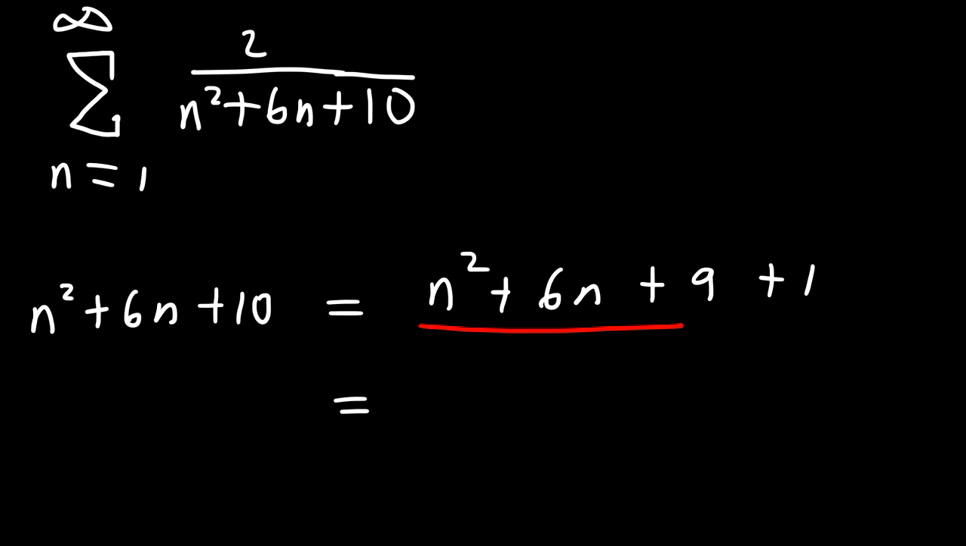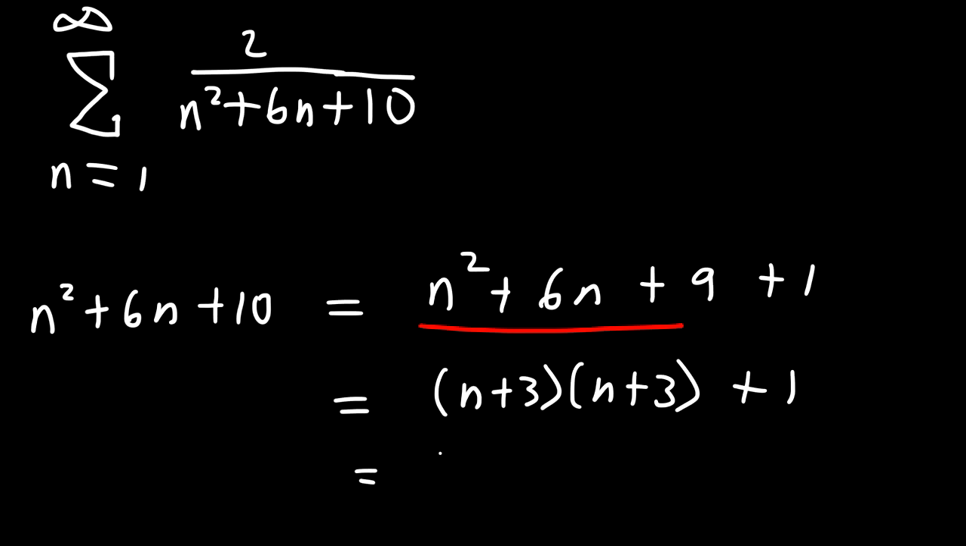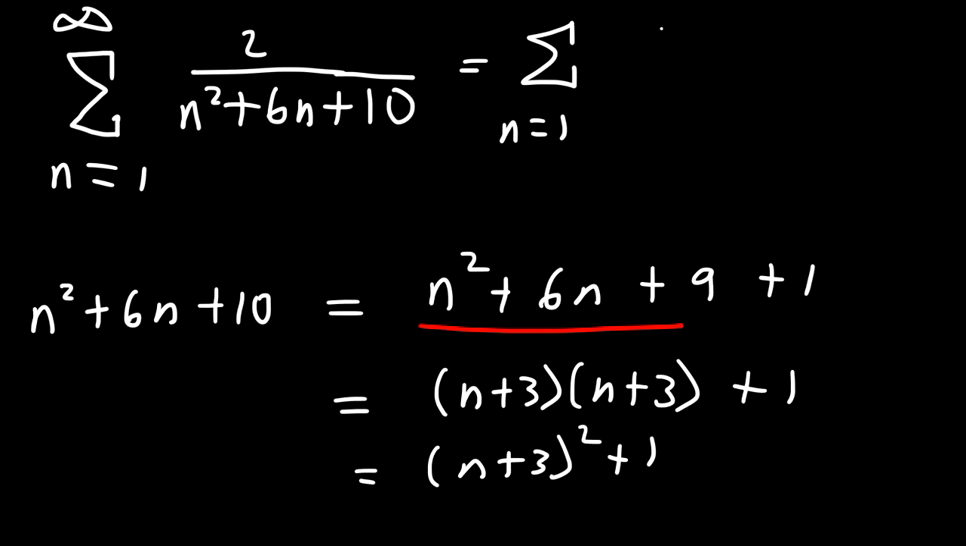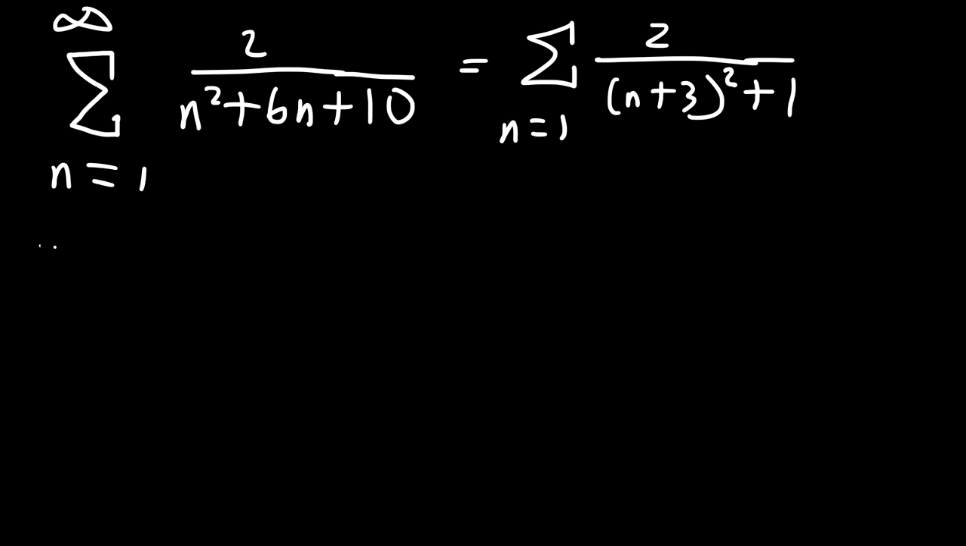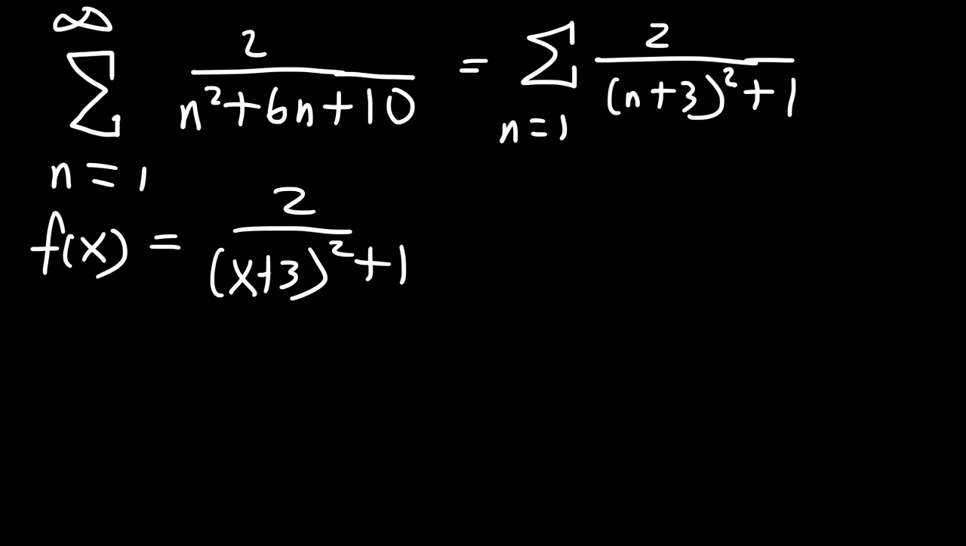Two numbers that multiply to 9 but add to 6 is 3. So it's going to be n plus 3 times n plus 3, which we can write as n plus 3 squared plus 1. So now we have this particular series. Now let's write the corresponding function. So f of x is going to be 2 divided by x plus 3 squared plus 1.